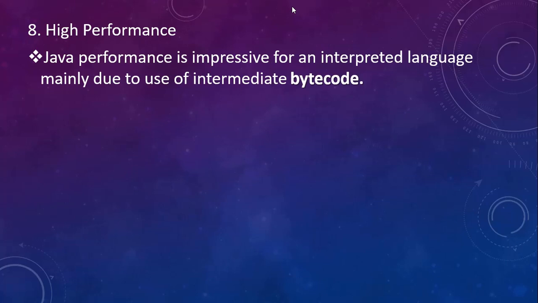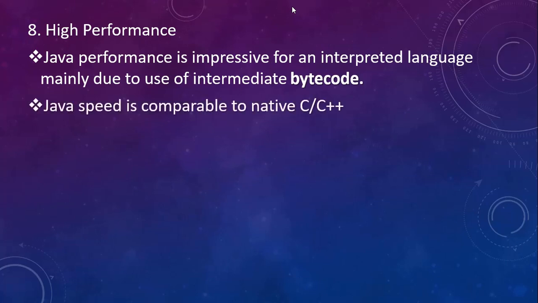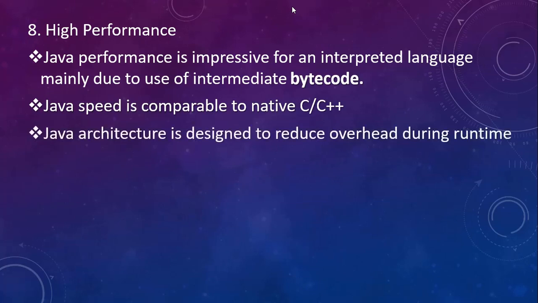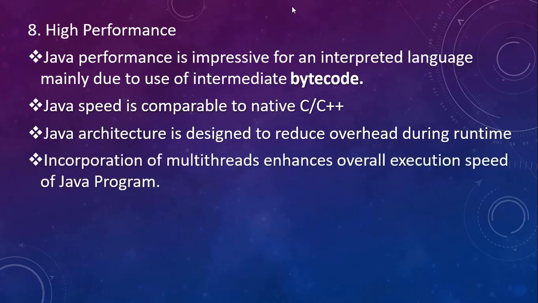Java performance is impressive for an interpreted language, mainly due to the use of intermediate byte code. Java speed, if you see, can be comparable with C and C++. Java architecture is designed to reduce the overhead during runtime. Incorporation of multi-threading enhances the overall execution speed of a Java program. Java is dynamic and extensible.